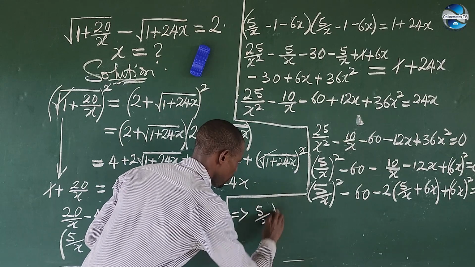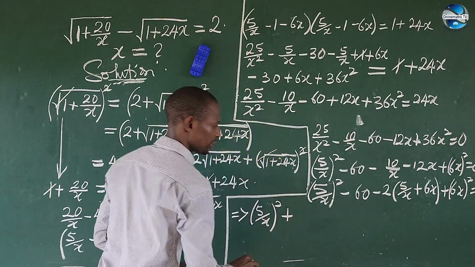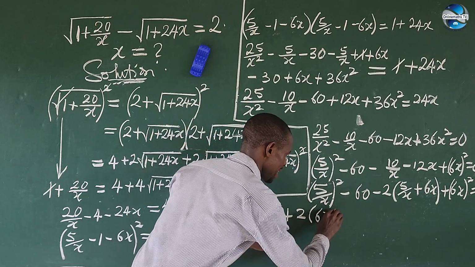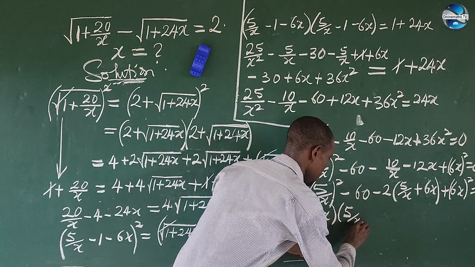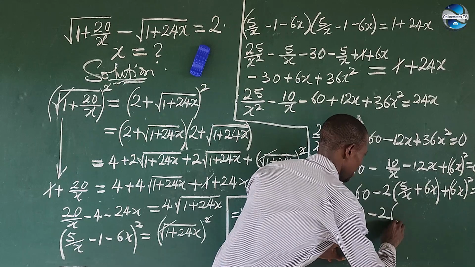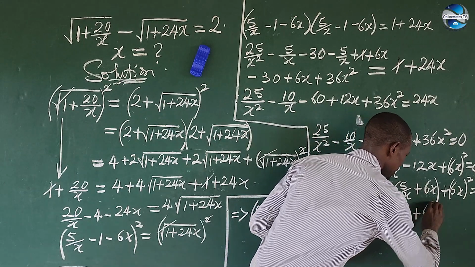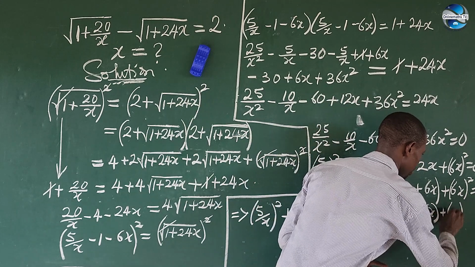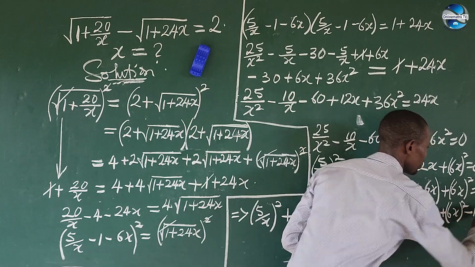So from here, this now implies that we have 5 all over x all to the power of 2, then plus 2 into 6x bracket 5 all over x close bracket, minus 2 bracket 5 all over x plus 6x close bracket, then plus 6x all to the power of 2 minus 120 equal to 0.